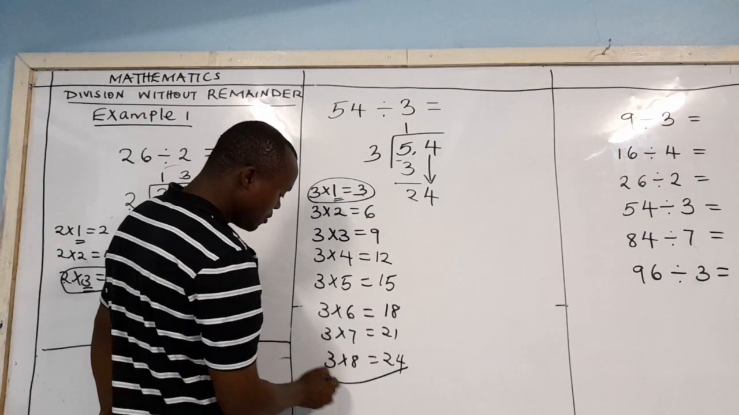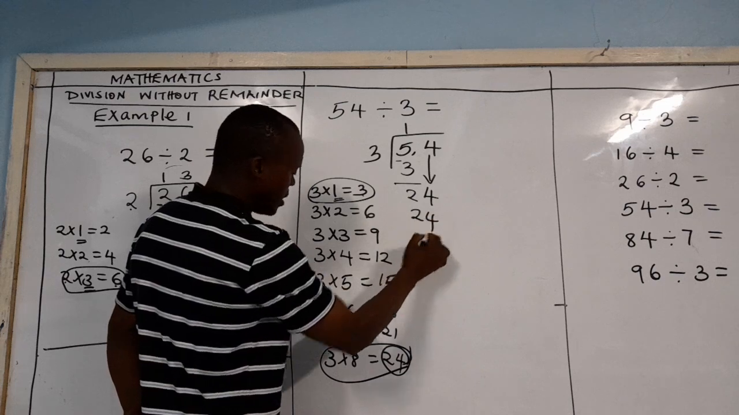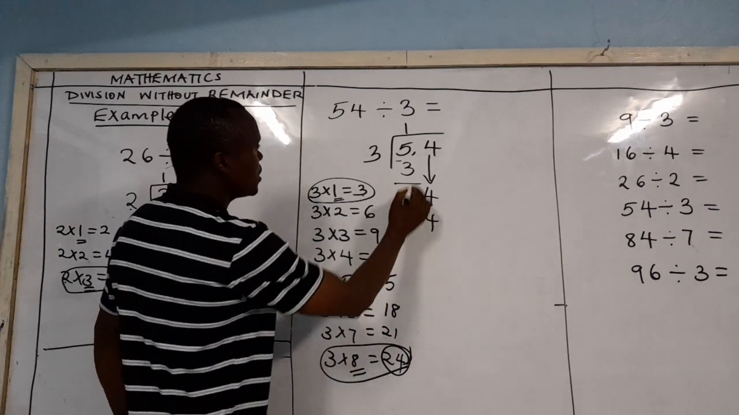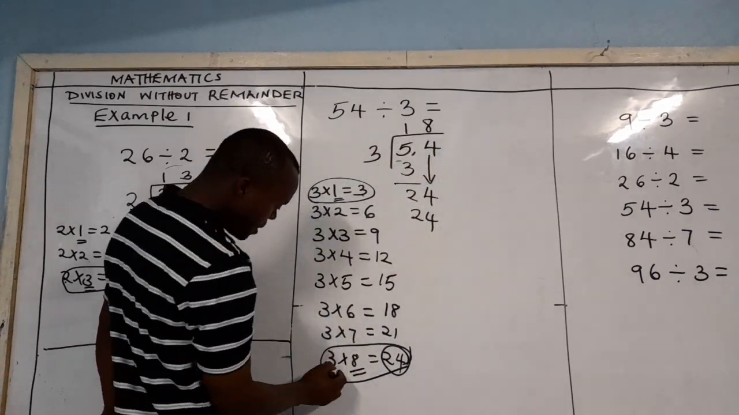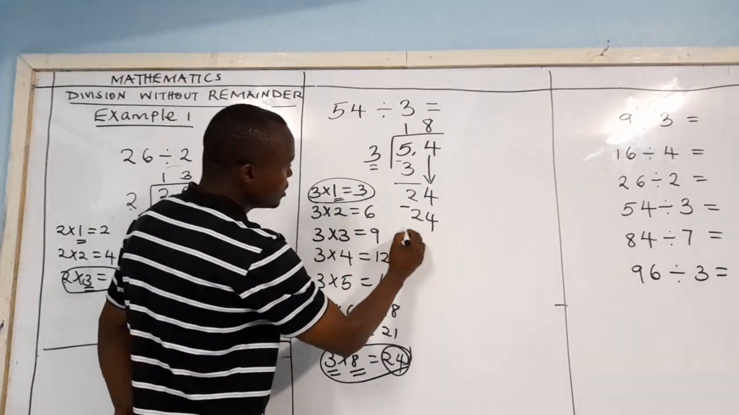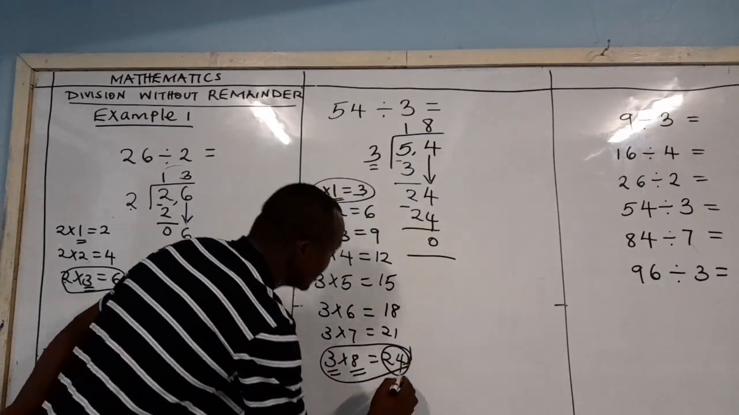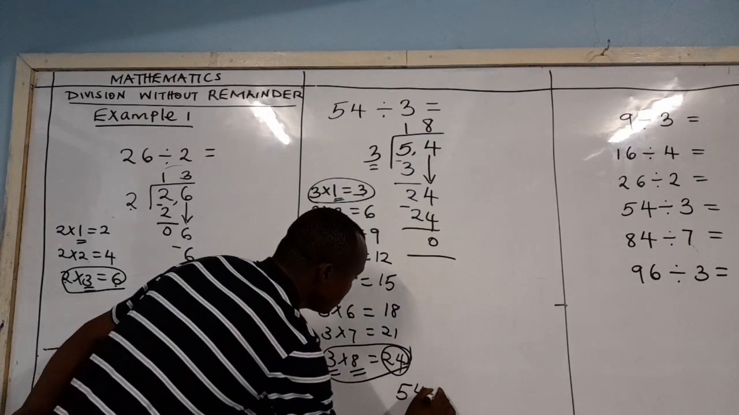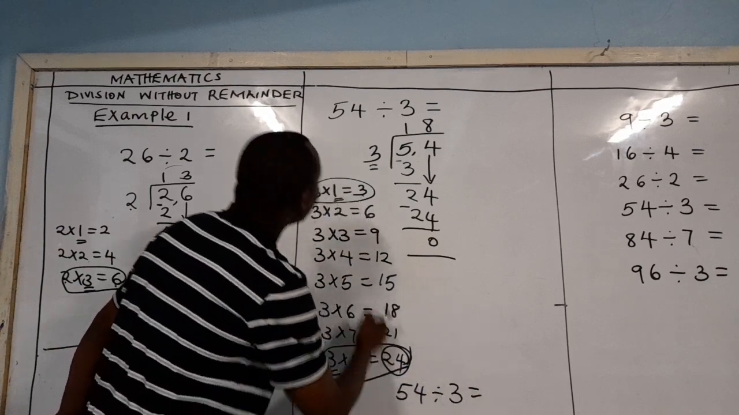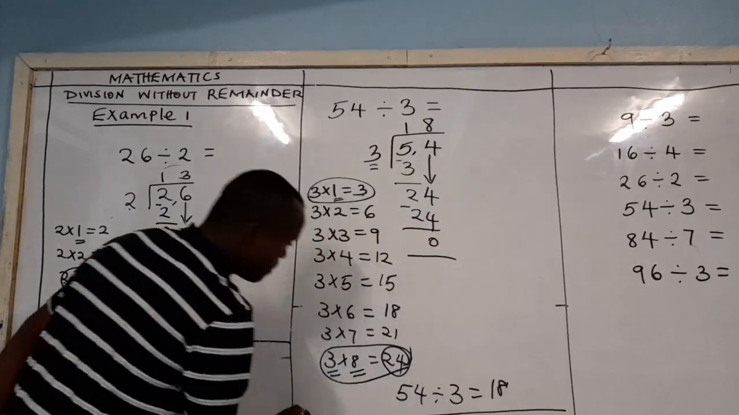Now once you have 24 like this, we write it down here. This 8, we write it here. Remember, this 3 has been given. It is here. So take away this one, you get 0. No digit to drop. So our answer will be 54 divided by 3, giving us 18. Simple and clear.